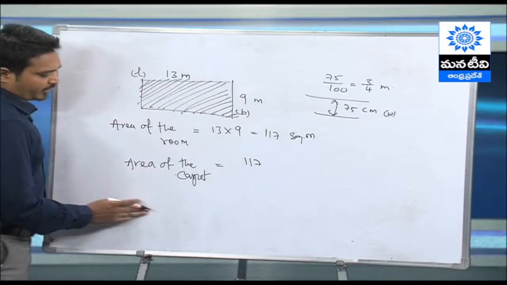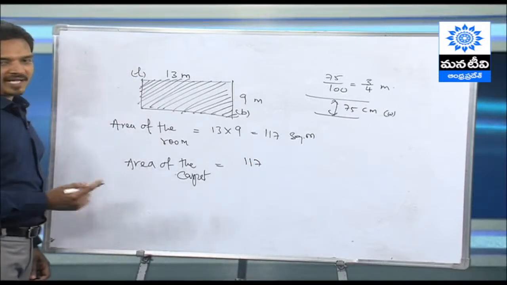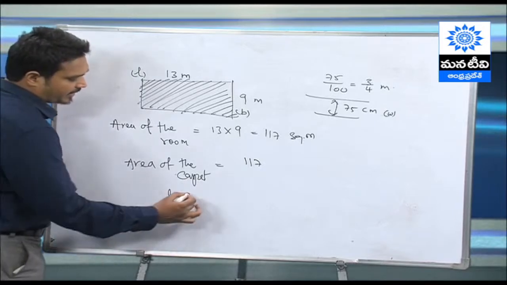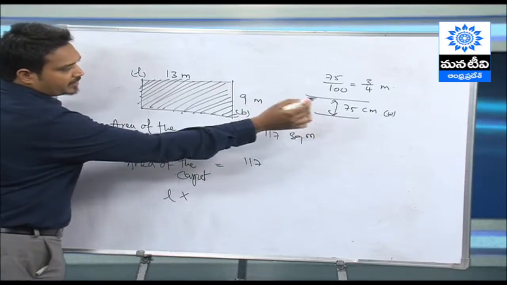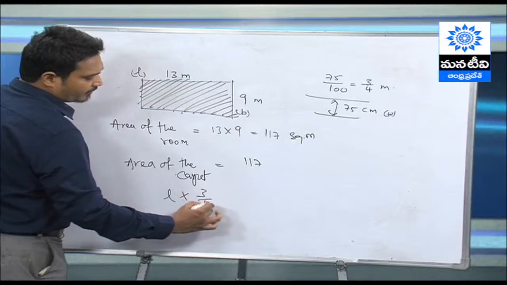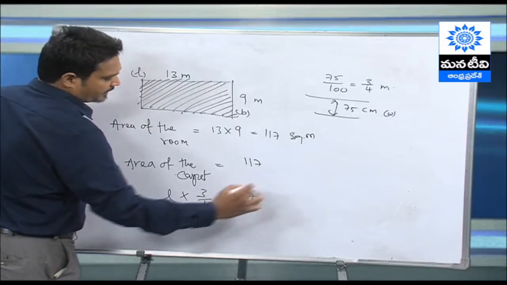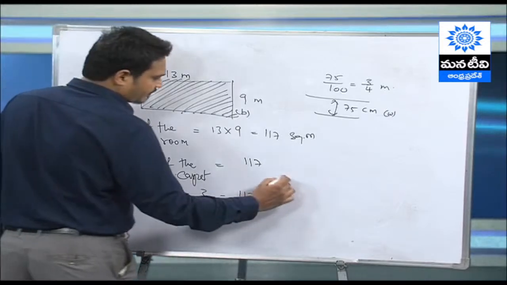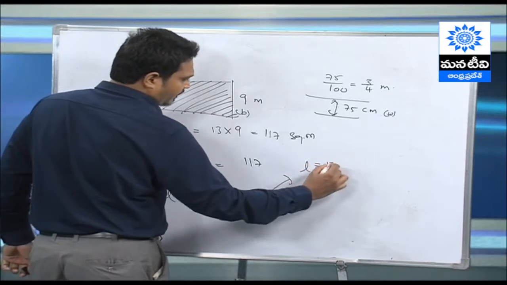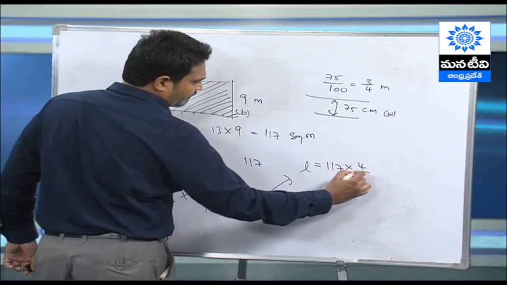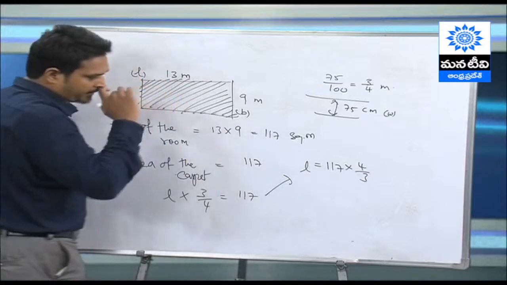Now, do we know what is the length of the carpet? No, we have to find out the length of the carpet. So length into breadth of the carpet, the width we know, which is 3/4. Now which is 117. Correct. Now length of the carpet is equal to 117 into 4/3.